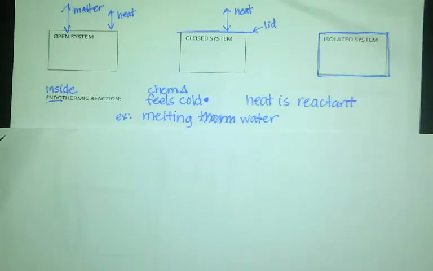And a good example of this in terms of physical changes is melting water. Now that's counterintuitive because you would think that melting water would be an exothermic process, but actually melting water is an endothermic process because it requires heat to happen. Heat has to go inside in order for it to happen.